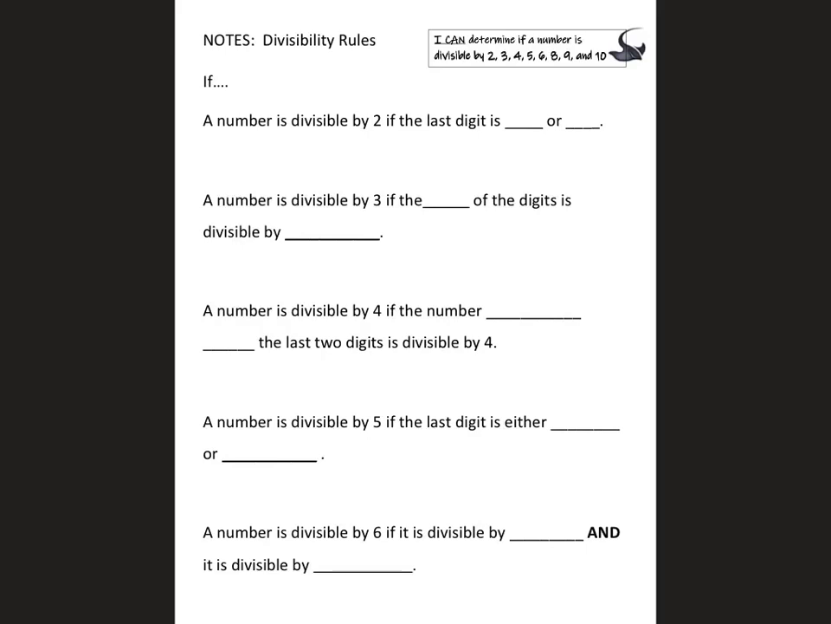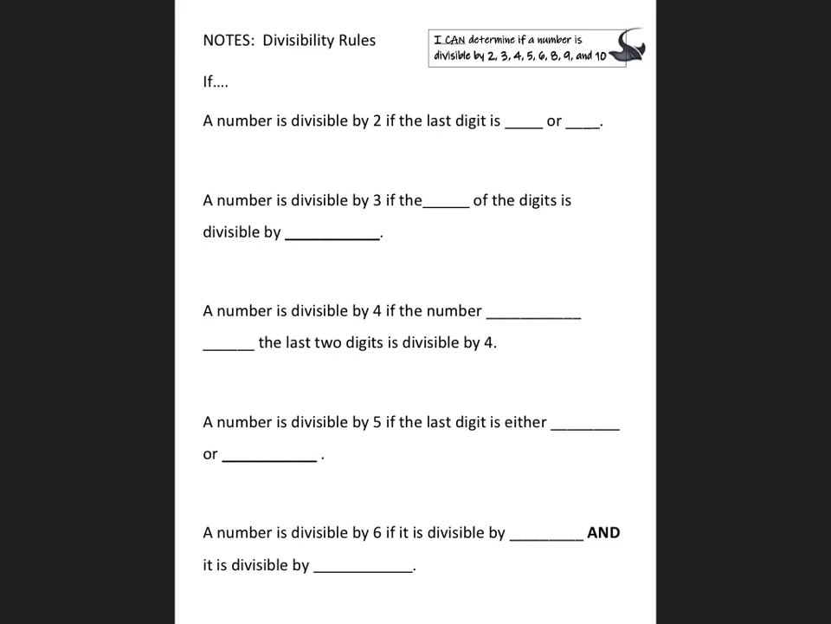Okay, so you're going to listen to this video and copy down the notes, which is really just filling in the blanks and showing examples for each of these divisibility rules. And then we're going to use divisibility rules to help us determine if numbers are prime or composite.